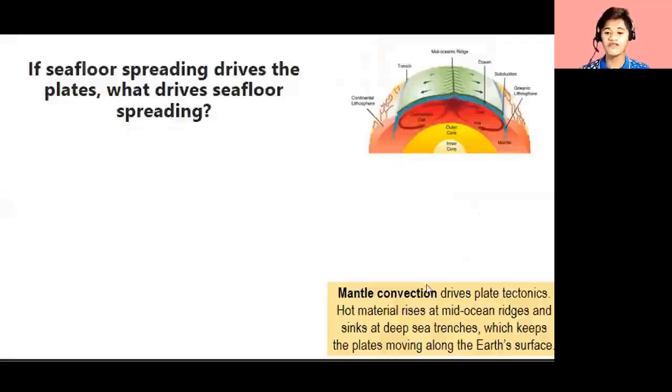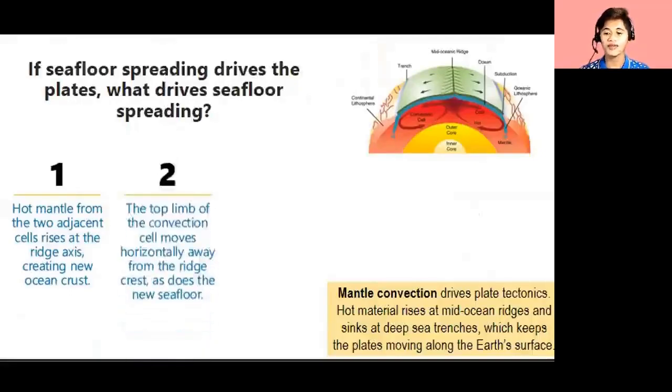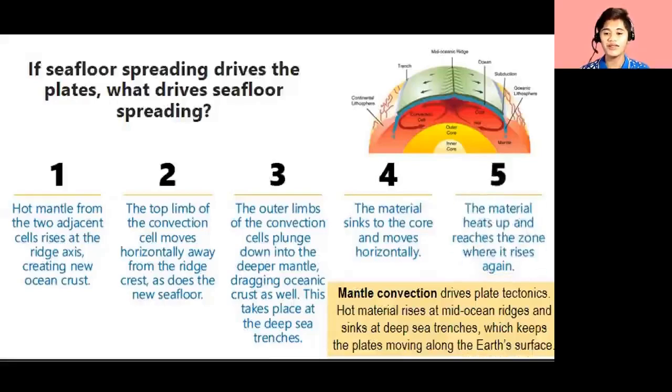If seafloor spreading drives the plates, what drives seafloor spreading? Here is a summary of important events that actually happen with the process. First, hot mantle from the 2 adjacent cells rises at the ridge axis, creating new ocean crust. Second, the top limb of the convection moves horizontally away from the ridge crest, as does the new seafloor. Third, the outer limbs of the convection cells plunge down into the deeper mantle, dragging oceanic crust as well. This takes place at the deep sea trenches. Fourth, the material sinks to the core and moves horizontally. Lastly, the material heats up and reaches the zone where it rises again.